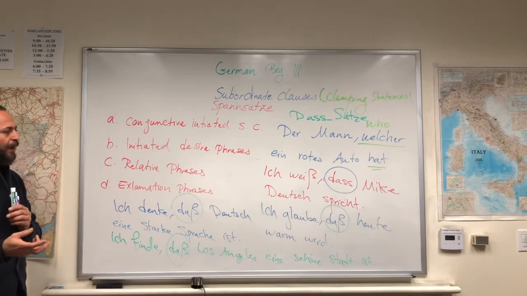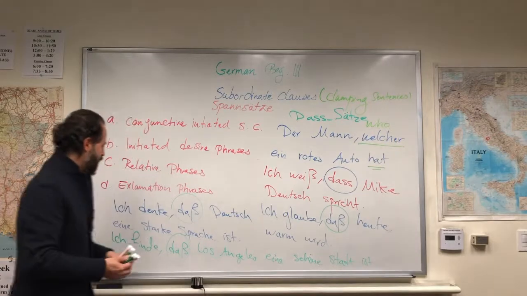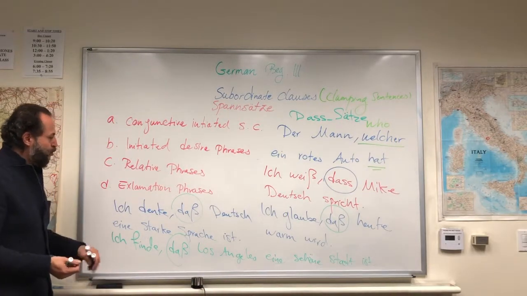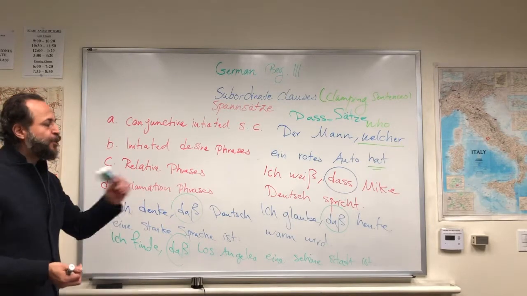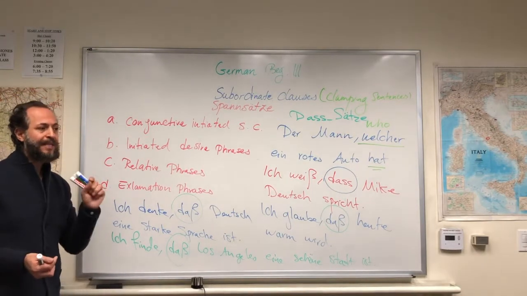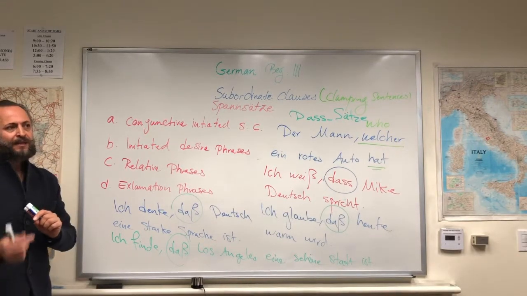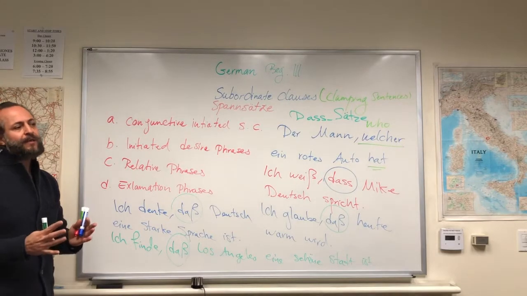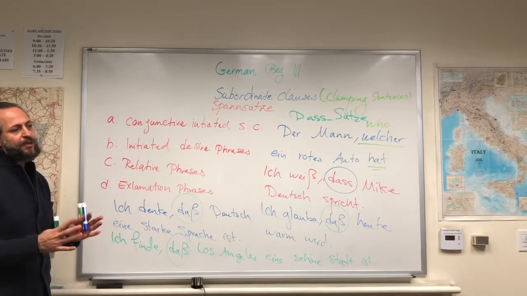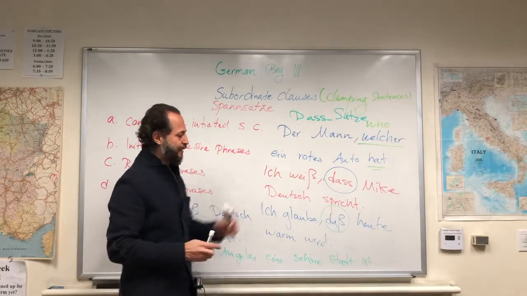I can say, ich glaube, heute wird warm. Ich denke, Deutsch ist eine schöne Sprache. Or ich finde, Los Angeles ist eine schöne Stadt. If I wouldn't use das, I would not be able to put the verb at the end of the phrase. It means the main reason why we do use the verb at the end is because we are using here das. That's why in German we call them das Sätze.